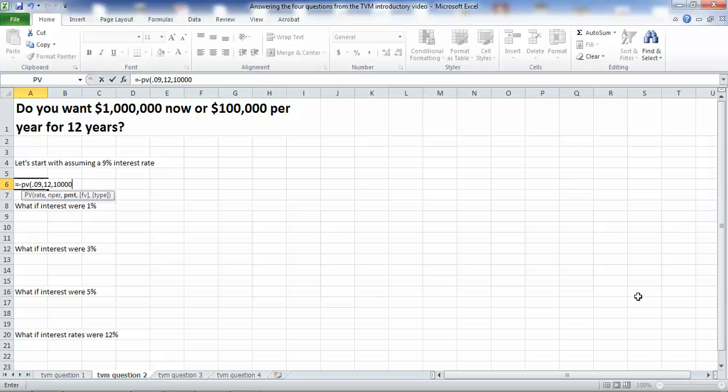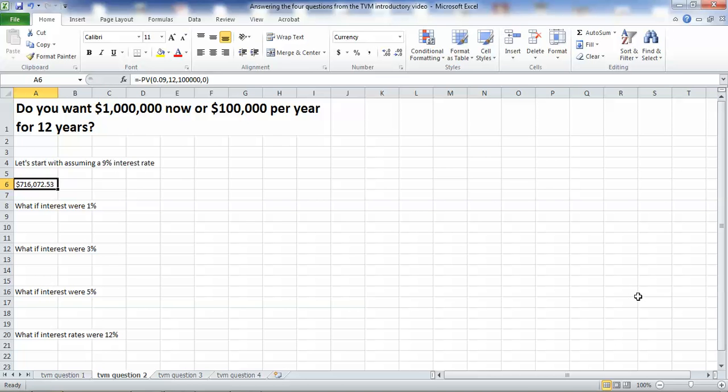Do I have enough zeros? Nope. And our future value is 0, and we just close it off. And we find out that at 9% interest, we would probably want to take the $1 million now because the $100,000 per year for 12 years is only worth, in today's dollars, $716,000. Let's take a look at another one.